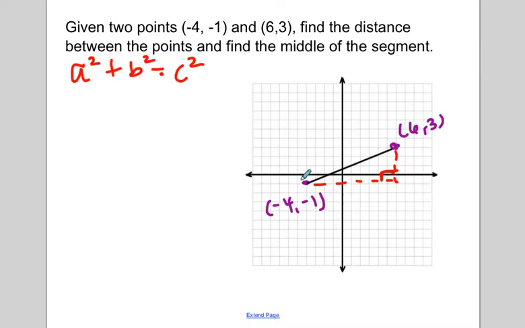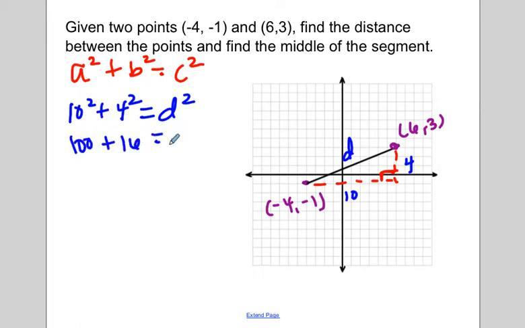Our goal is to find this length here, or the distance, so I'm going to call it d. We don't know that side, but I could count the others out. It's 1, 2, 3, 4, 5, 6, 7, 8, 9, 10, so it's a distance of 10. And here I have 1, 2, 3, 4. So there's my distance on both sides. So I would have 10 squared plus 4 squared is equal to d squared. And remember, d has to be the c value because it has to be your hypotenuse, which is across from your right angle. So then we would have 100 plus 16 equals d squared.